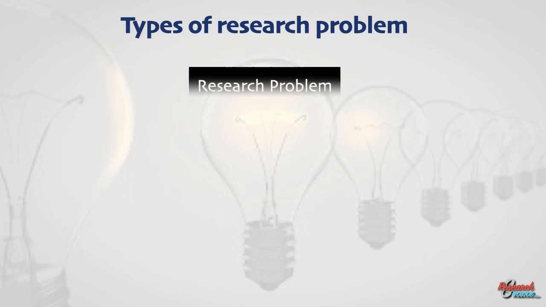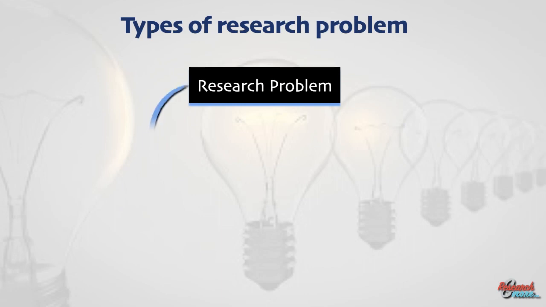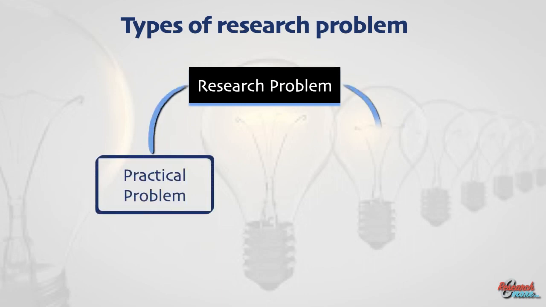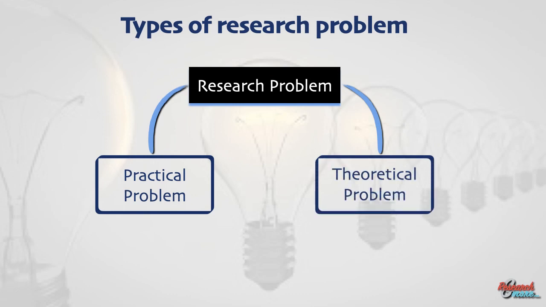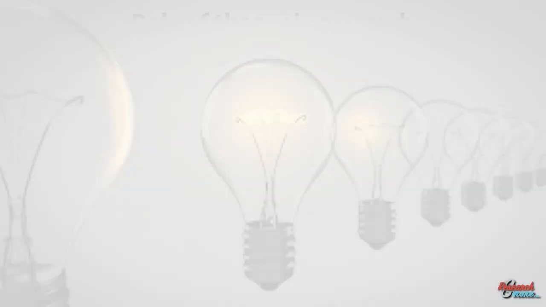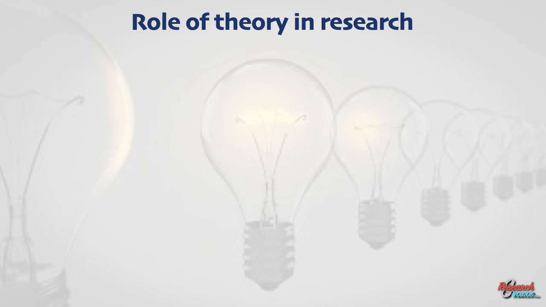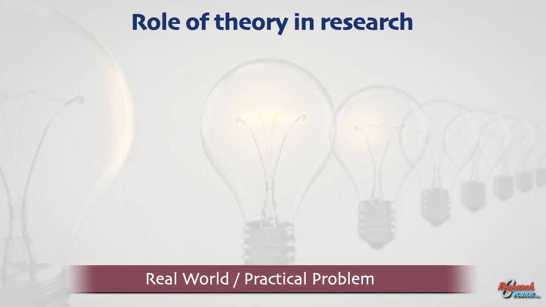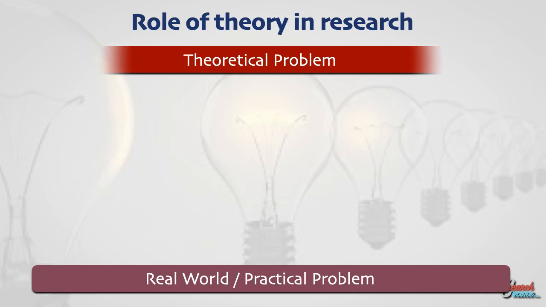There are two types of research problem to be identified in basic research: the practical or managerial problem and the theoretical problem. While practical problem leads to practical contribution, theoretical problem results in theoretical contribution. To understand theoretical problem, we first need to understand the role of theory in research. Let's start with how the real-world problem or practical problem and theoretical problem are connected.